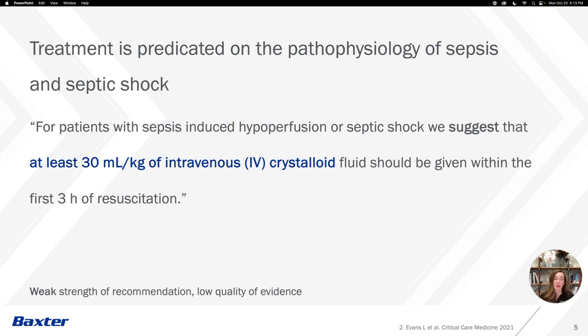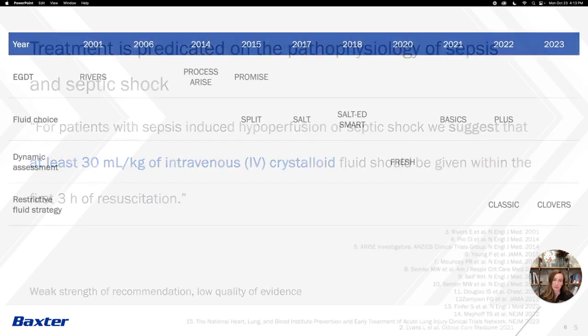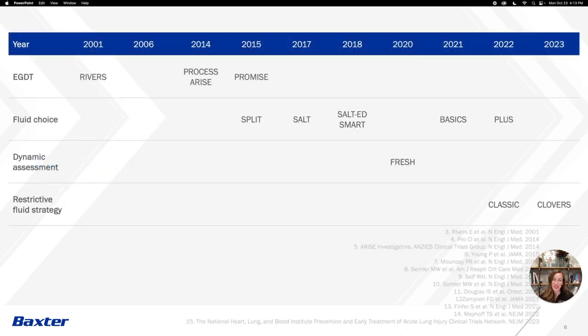So then we look at our Surviving Sepsis Campaign guidelines that say for patients with sepsis-induced hypoperfusion or septic shock, we suggest that at least 30 mL per kg of IV crystalloid fluid should be given within the first 3 hours of resuscitation. And then we come here to our broad 10,000-foot overview of the most pertinent literature that has been published in the space of sepsis and septic shock over the last roughly 23 years.